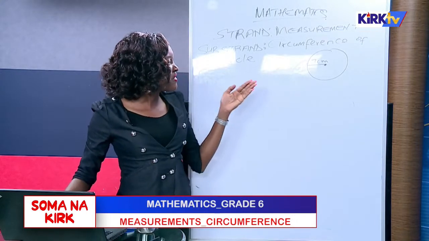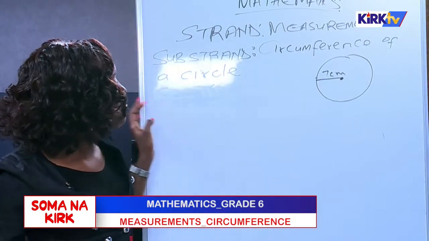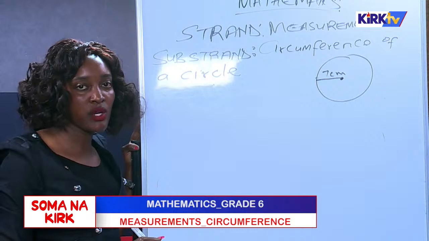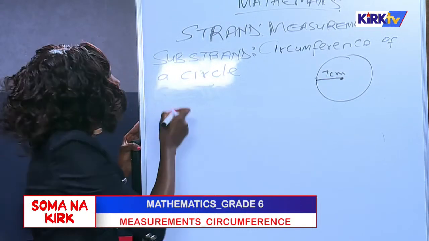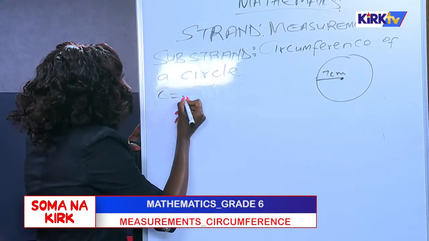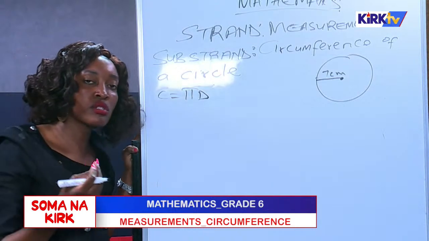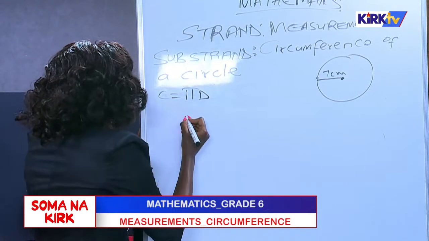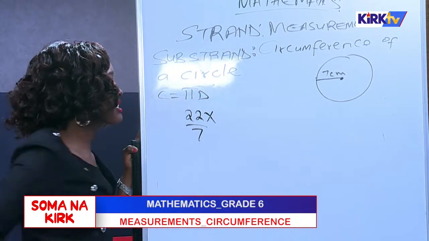So in our case here, you're given the radius as 7 centimeters, and you're told to calculate the circumference. What are you going to do? The first thing is to write our formula, which is circumference is equal to pi d. And of course, our pi, we're going to use 22 over 7, and then times diameter.